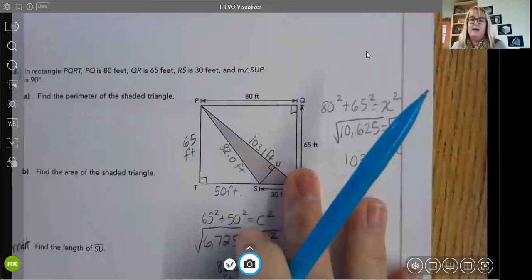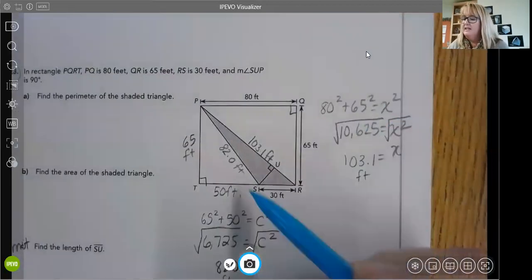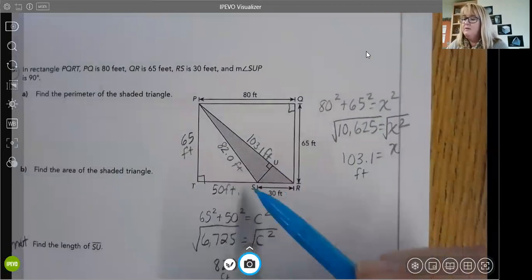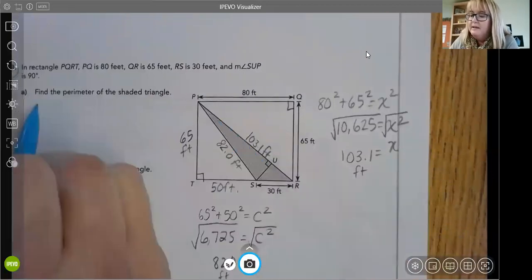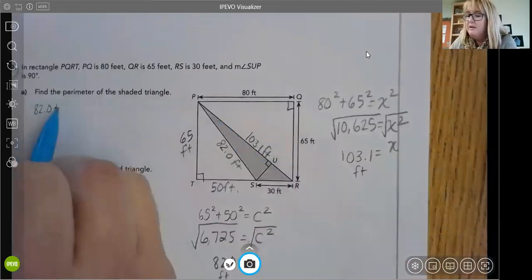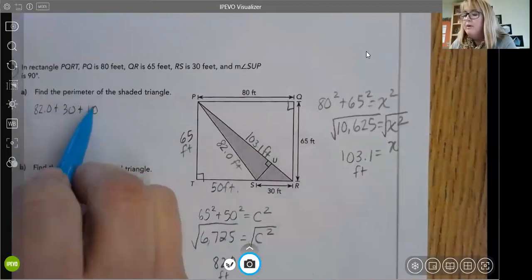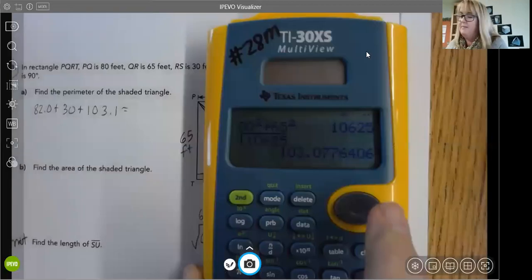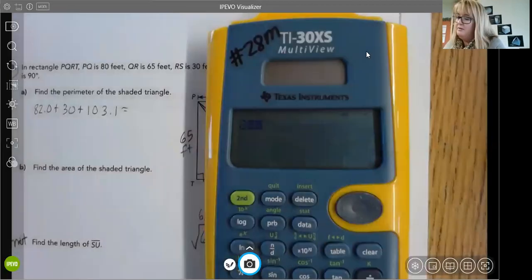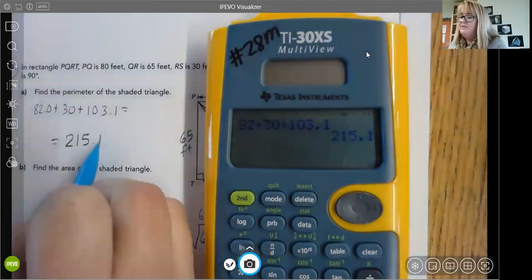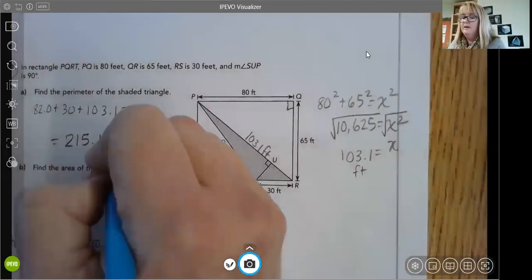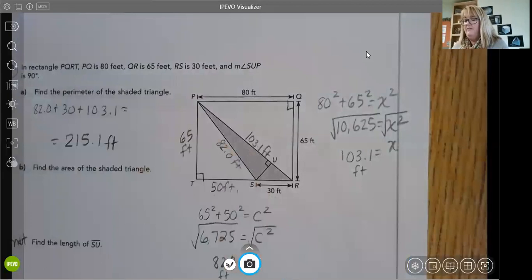Perimeter is the distance around. Now the shaded triangle is this whole thing. So it's going to be 82.0 plus 30 plus 103.1. And I'm just going to put that in my calculator. 82 plus 30 plus 103.1. And that is 215.1. So the perimeter is 215.1 feet.